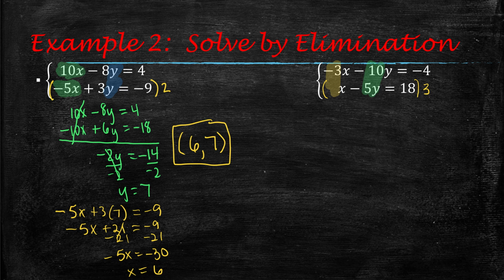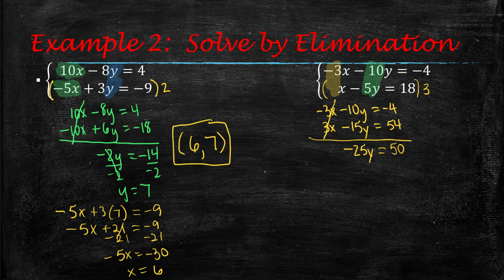So let's go ahead and copy down our top equation, negative 3x minus 10y equals negative 4, and let's multiply the bottom one by 3. So positive 3x minus 15y, and then 18 times 3 is 54. Add them up, the x's cancel. So negative 10y minus 15y is negative 25y equals negative 4 plus 54 is 50. And then divide both sides by negative 25, so y is equal to negative 2.